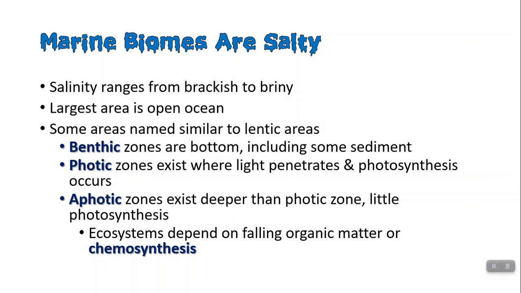Some of the areas that we're going to look at, or the zones, are very similar to the names we saw in lentic areas. So benthic zones are the bottom. They include some sediment, and it is going to be very nutrient rich. Photic zones are where light can get through, and that's where photosynthesis happens. Aphotic zones are deeper than that, and there's very little photosynthesis.